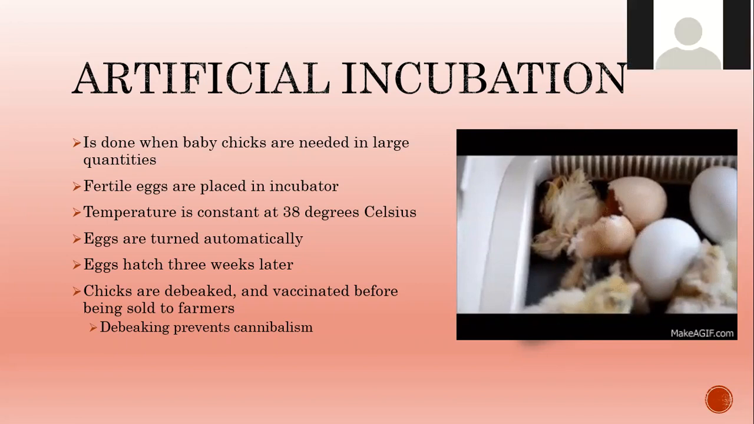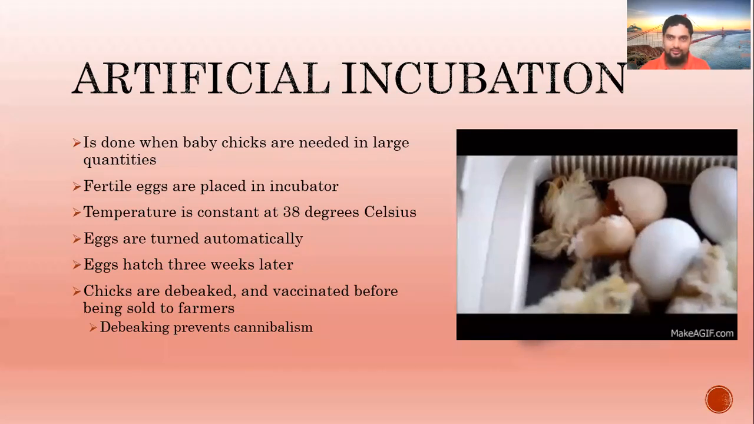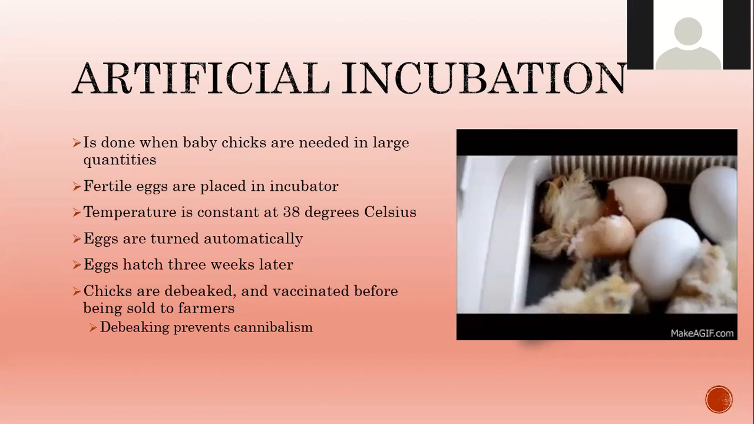So to summarize what we've been looking at so far, we are looking at incubation. Incubation means that you're placing the egg for it to hatch. You have natural incubation, where you have a hen sitting on the egg, and the egg will eventually hatch. Then you have artificial incubation, where you can incubate about 1,000 fertile eggs.